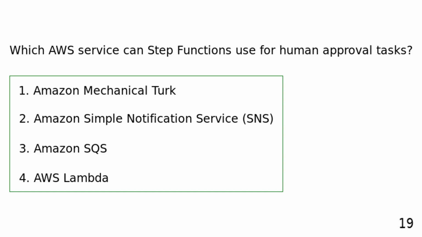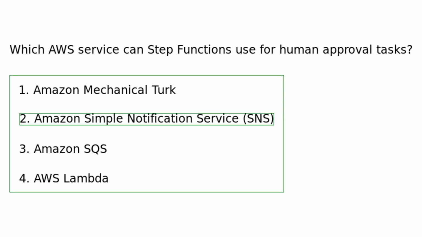Which AWS service can Step Functions use for human approval tasks? Amazon Mechanical Turk. Amazon Simple Notification Service. Amazon SQS. AWS Lambda. Step Functions can use Amazon SNS to send notifications to humans for approval tasks, pausing the workflow until a decision is received.